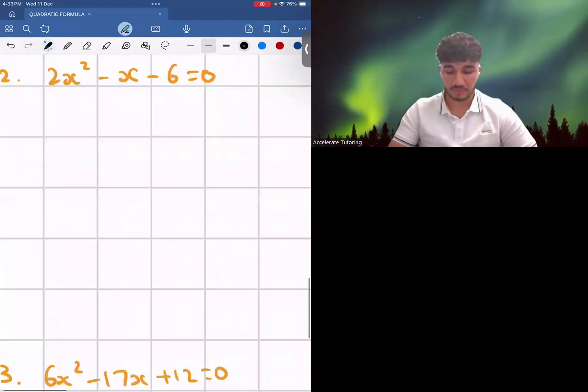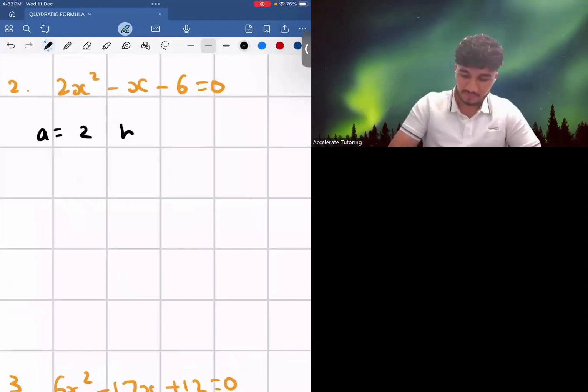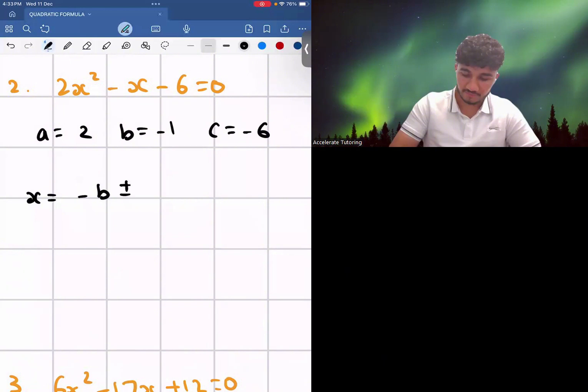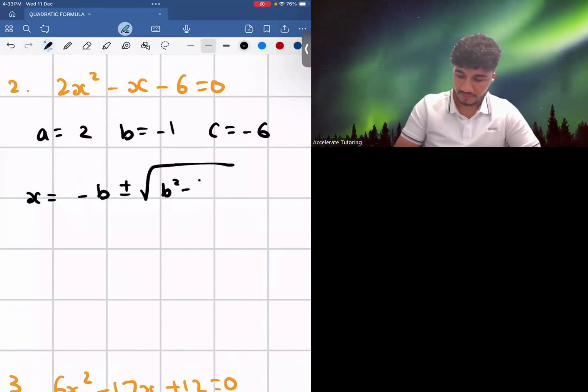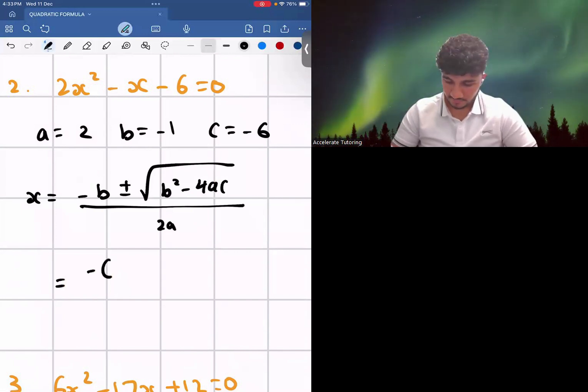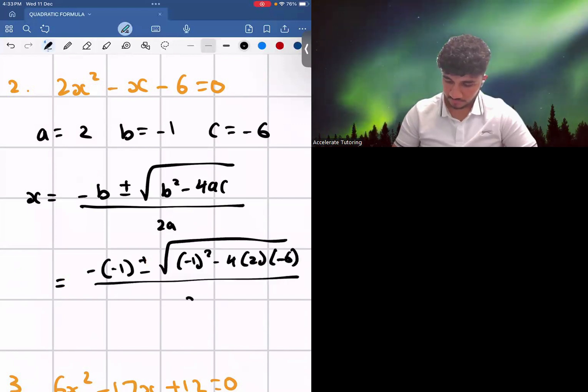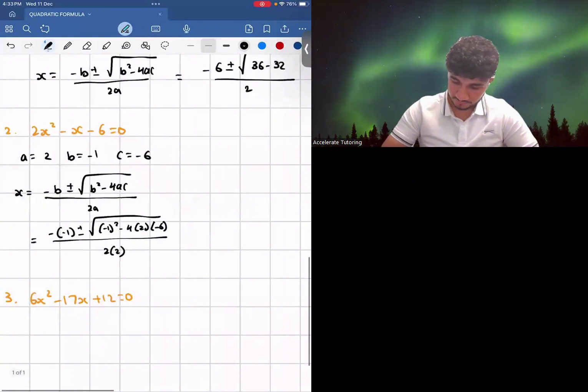Now let's try the next one. Over here, we have a non-monic quadratic equation because our a value in this one is 2, our b value is negative 1, our c value is negative 6. So again, x is equal to negative b plus or minus the square root of b squared minus 4ac, all over 2a. This gives us negative of negative 1 plus or minus the square root of negative 1 squared minus 4 times 2 times negative 6, all over 2 times 2. Let's simplify this further.